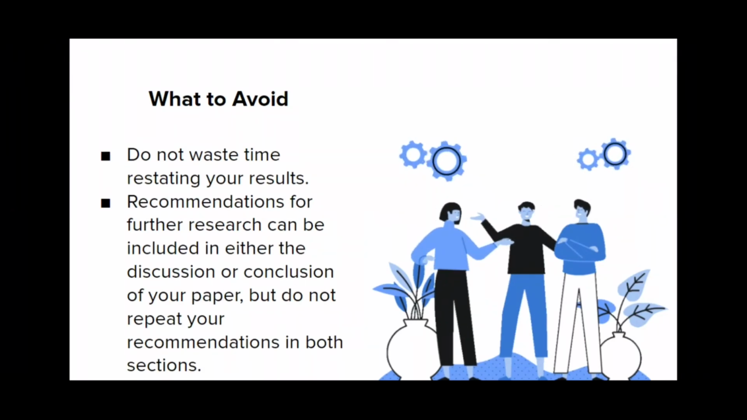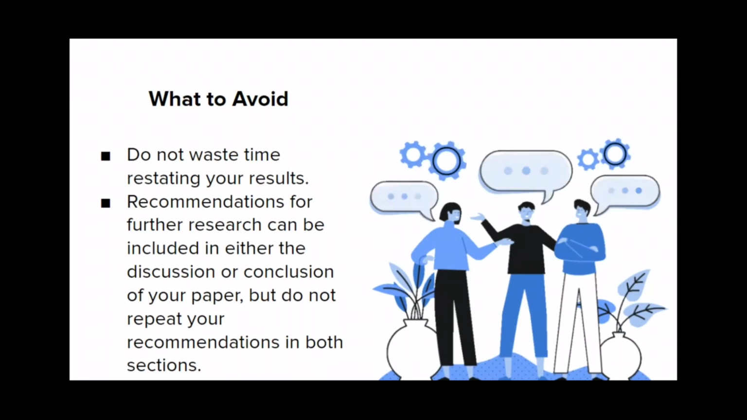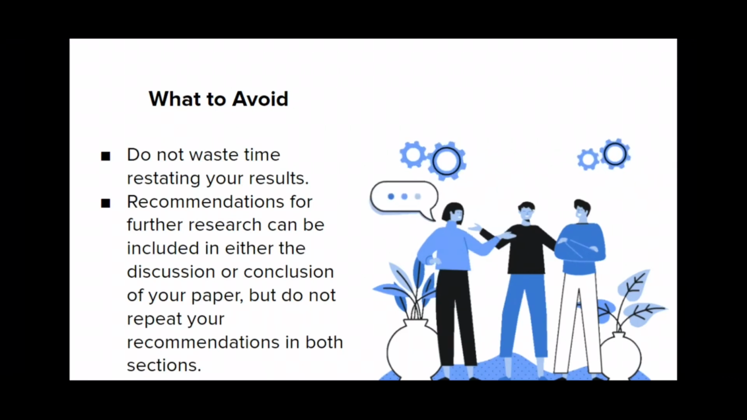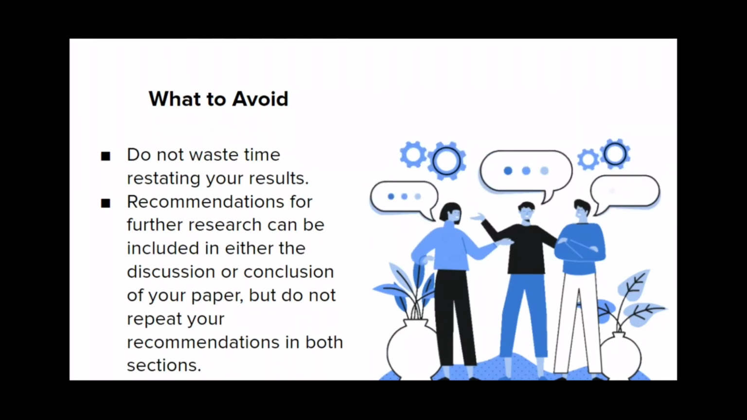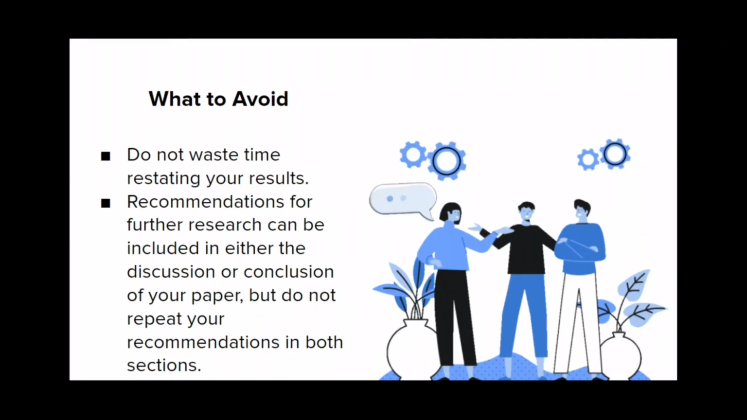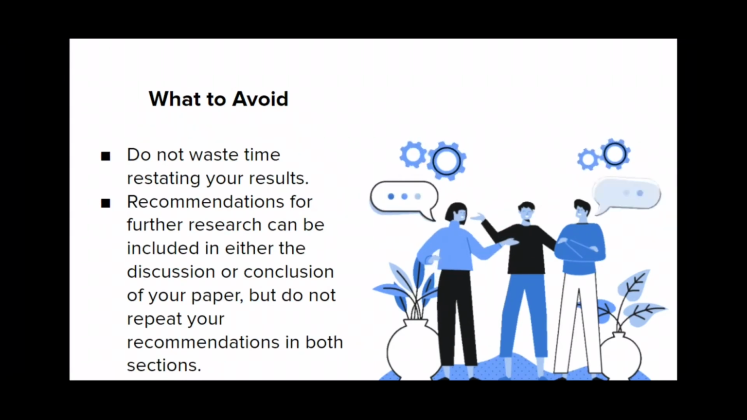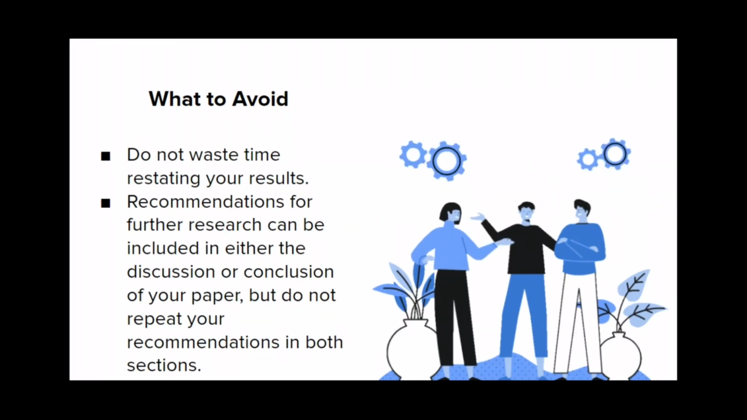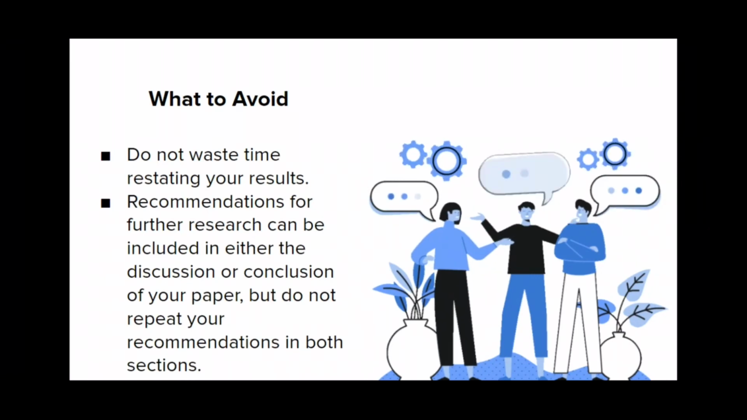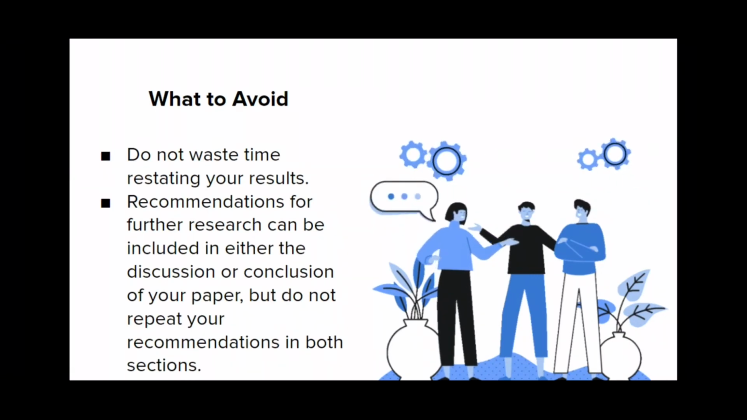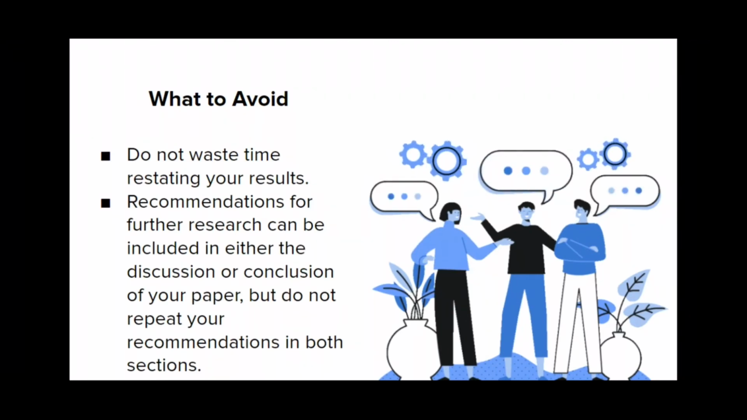Second, recommendations for further research can be included in either the discussion or conclusion of your research paper, but do not repeat your recommendations in both sections. Think about the overall narrative flow of your paper to determine where best to locate this information. However, if your findings raise a lot of new questions or issues, consider including suggestions for further research in the discussion section.